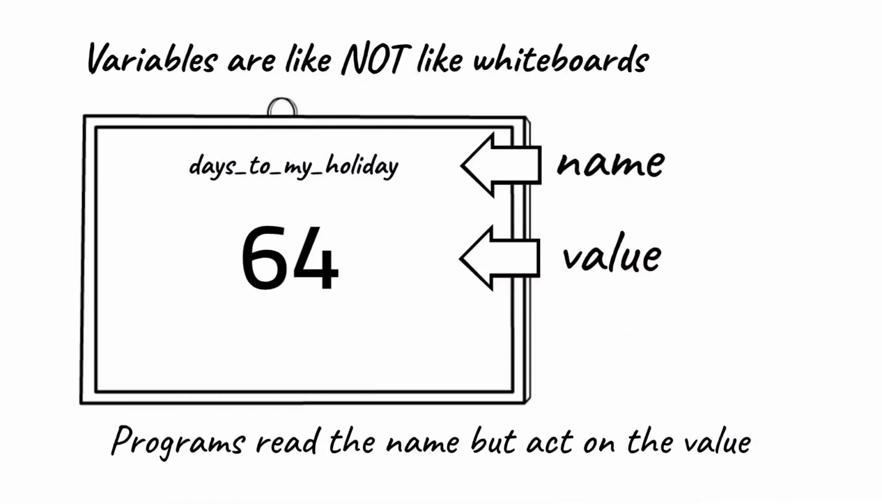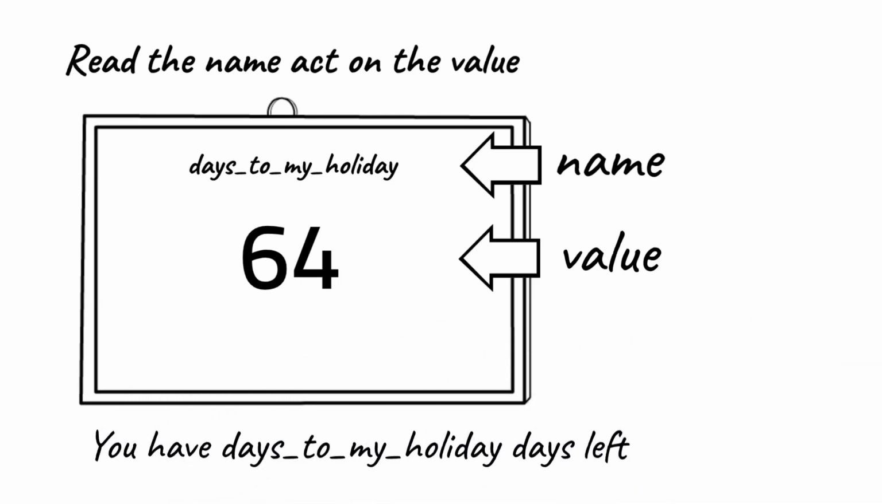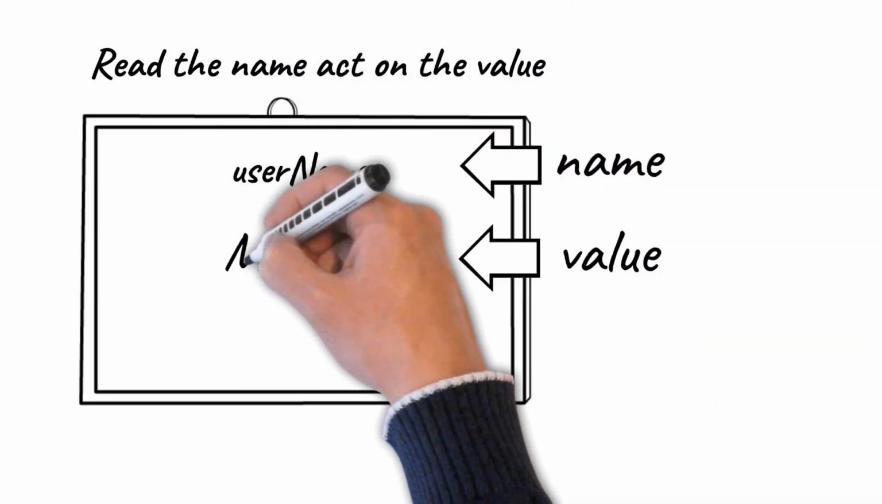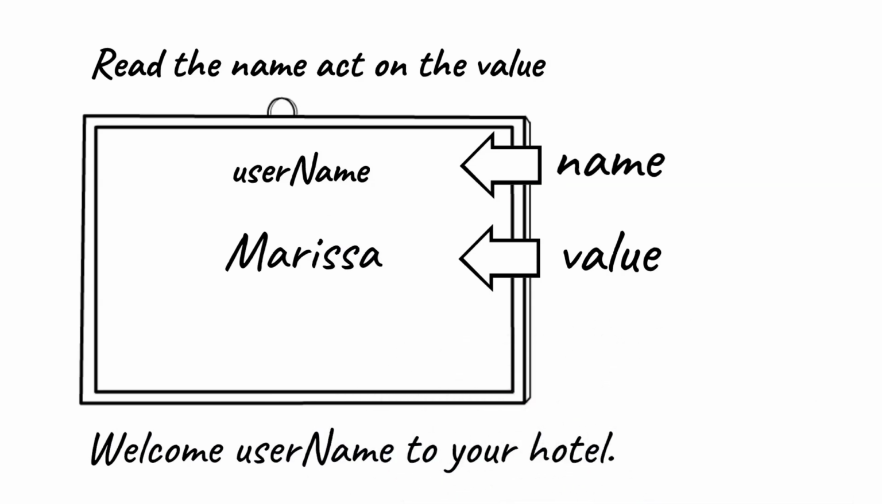Variables are also not like whiteboards because programs read the name, but they act on the value. So by reading the name but acting on the value, we would actually say you have 64 days left. In this example, the name of the variable is username and the value is Marissa. So when we read the name, act on the value, we would say, "Welcome, Marissa, to your hotel."